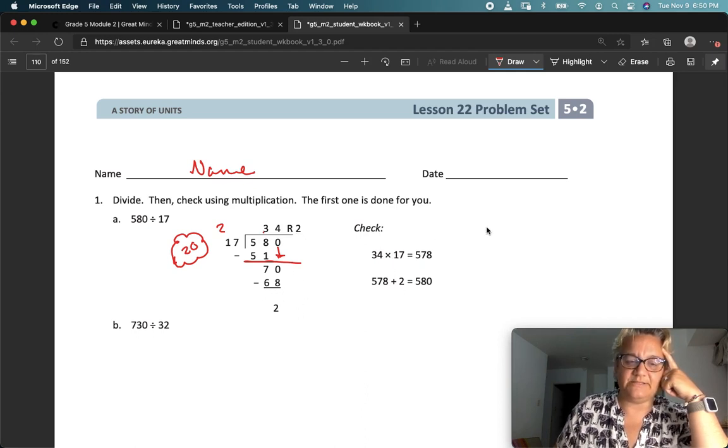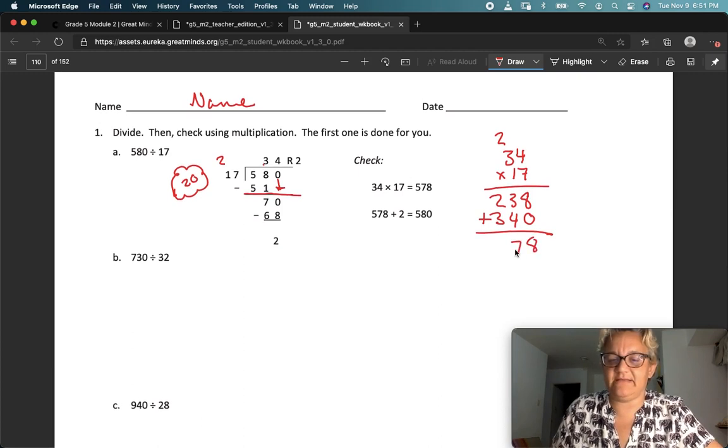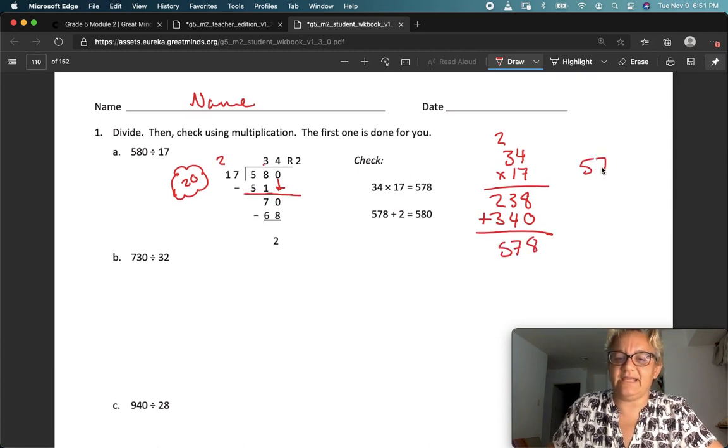Then we check our answers by taking that 34 times 17, right? We're going to multiply the quotient times the divisor, and let's see, 4 times 7 is 28, carry the 2, 21, 22, 23. Then 4 and 3, which will give us 8, 7, 5, 578, right? That's what we got right there. Then we're going to add 2, and we will have 580. Now remember, show your work.